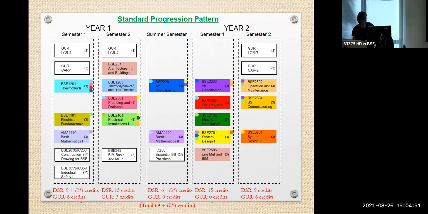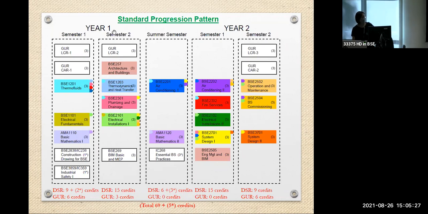So it is very important to study hard for those subjects with many arrows on the right-hand side. Okay, Thermofluid and also Electrical Fundamentals, Electrical Installations 1, and Air Conditioning 1. All these subjects are very important. If you fail those subjects, it may affect the registration of many other subjects. Okay, so this is the standard progression pattern.